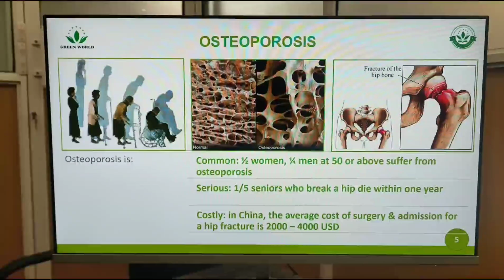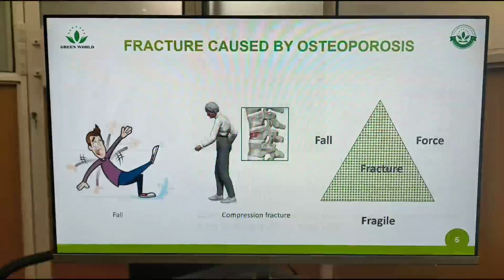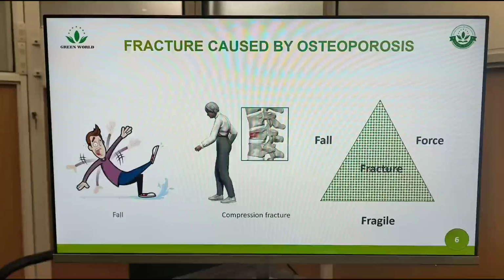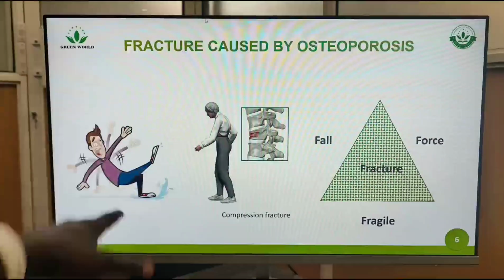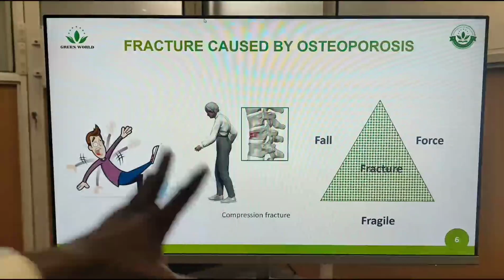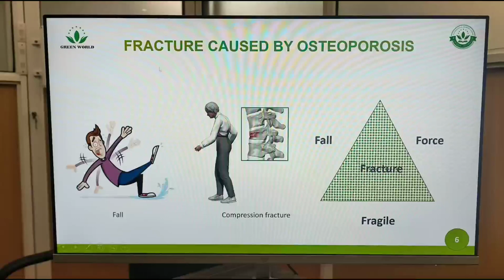Moreover, this is a costly situation. In countries like China, the average cost of surgery for a hip fracture is around $2,000 to $4,000. That's very expensive. Now let's talk about fractures caused by osteoporosis. There are two types of fractures. We have one from a fall, maybe you fall and then you break a bone, and then we have another one from compression fracture.